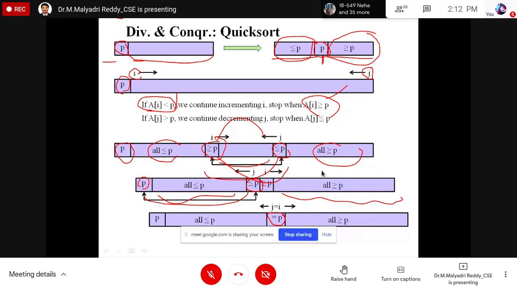So this P is sorted, and we have two sub problems. This is one sub problem, and this is one more sub problem. These are the different steps involved in quicksort.